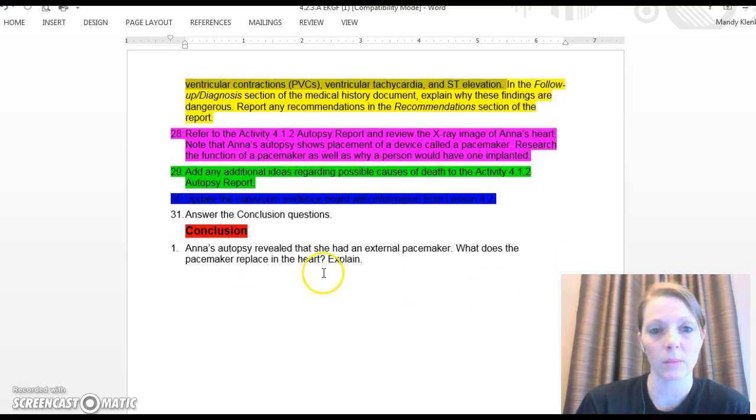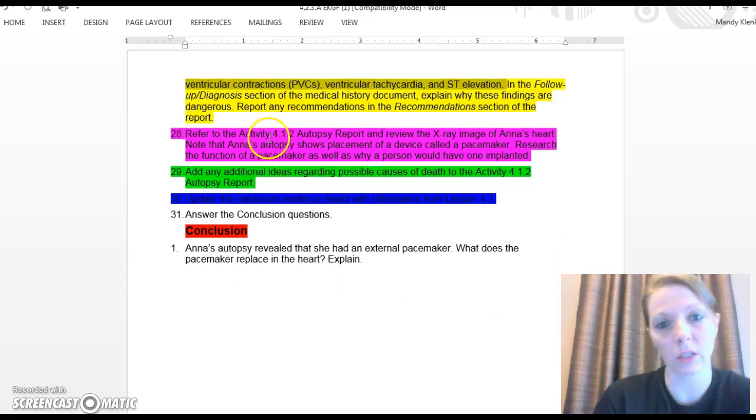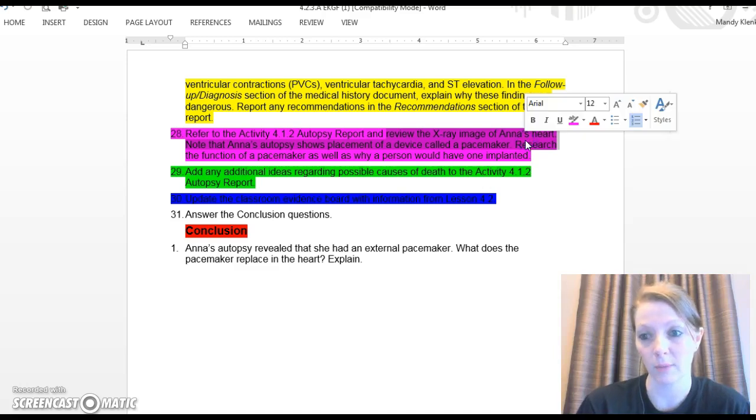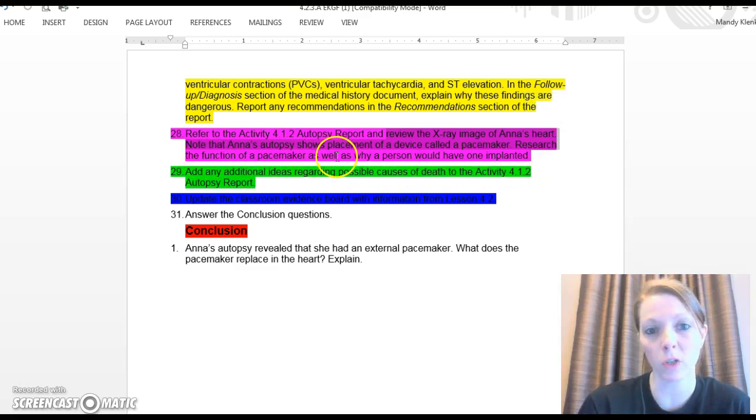Then, if you go on down to step 28, you are going to look at the 412 autopsy report. So you're going to have to go back a little bit to find 412. If you cannot find yours, go to the LMS and module 412 and you can print another copy. This was the one that had the x-ray of Anna's heart. You'll remember that it showed the pacemaker on there. That was the first time we had talked about a pacemaker. You're going to research the function of a pacemaker as well as why someone would need one. Okay, so that's another thing we're going to tie to Anna on what's going on with her heart.